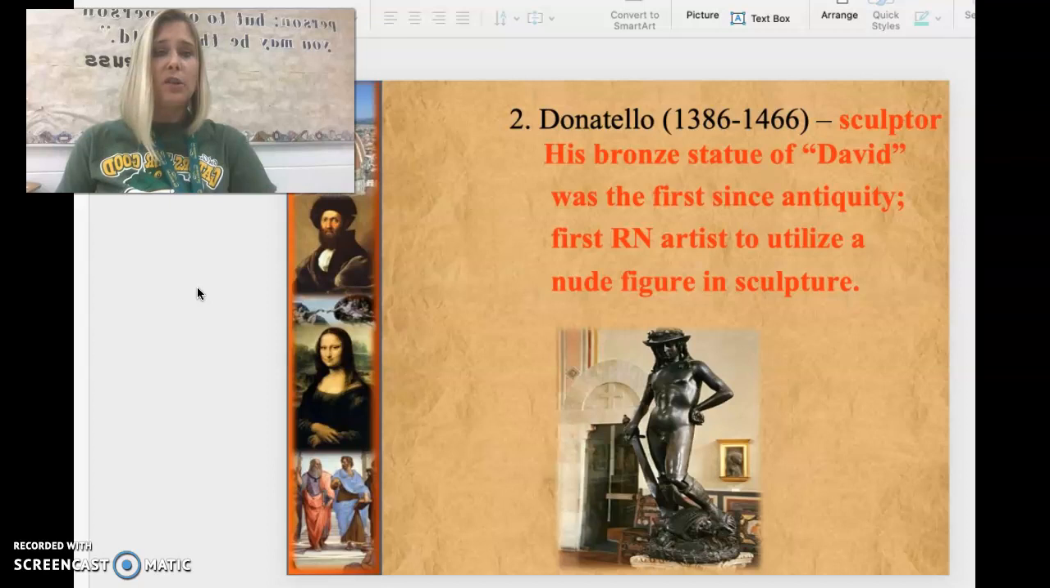So this was the first since antiquity. Remember, antiquity refers to the ancient Greek and Roman time. So no one had seen a statue like this since the Greek and Roman time period. And you can see here, David being depicted in the Bible as a fighter. Okay, you can see he's got a sword right here. He has some type of armored helmet. So he is ready for battle. Now, Donatello was the first Renaissance artist to utilize a nude figure in sculpture.